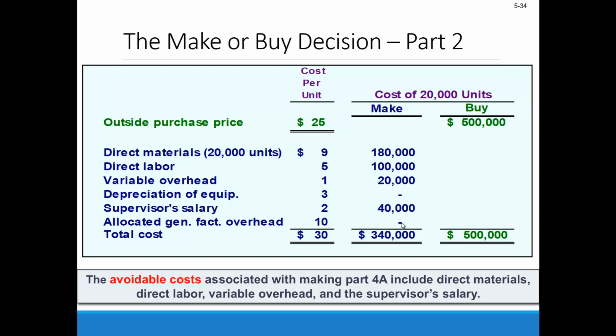So the avoidable costs associated with making 4A are all those variable costs, and then the single avoidable fixed cost of the supervisor's salary. When we look at that side by side, we can already see a pretty clear picture of what our decision would be. Even though on paper it looked like it would be cheaper to buy it from the outside supplier at first glance, because some of these costs are unavoidable, it's actually cheaper for us to continue to make it in-house.